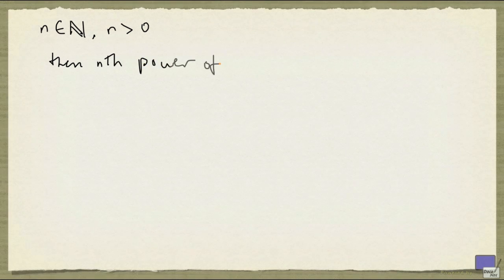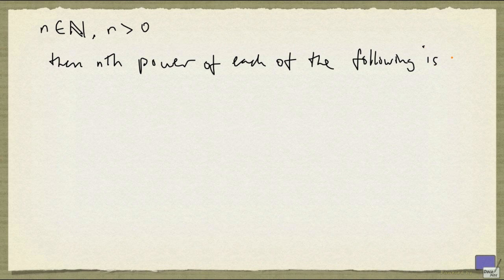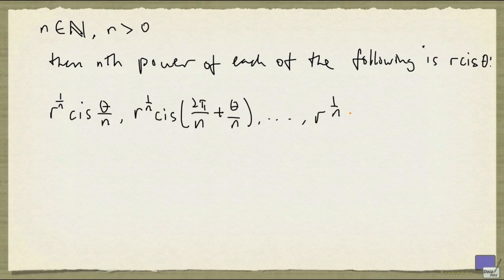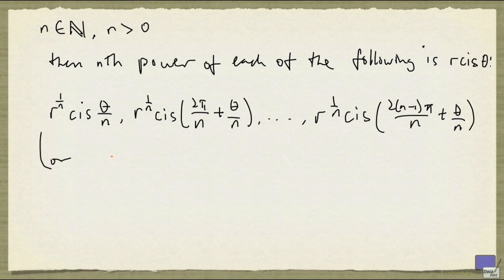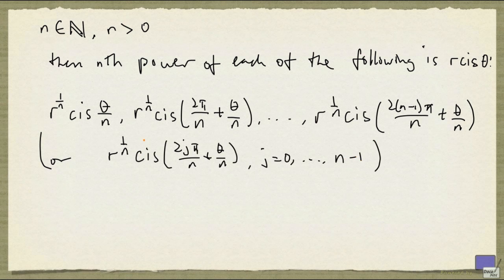So in general, if you have a natural number n and some positive real number r, then by the de Moivre formula, the nth power of each of the following is equal to r cis theta. So the list is this. Or a more compact way to write this is this. And these n numbers are all the nth roots of r cis theta. So if you are given a complex number in polar form like this, then you can write down the nth roots by just writing down this list of complex numbers.